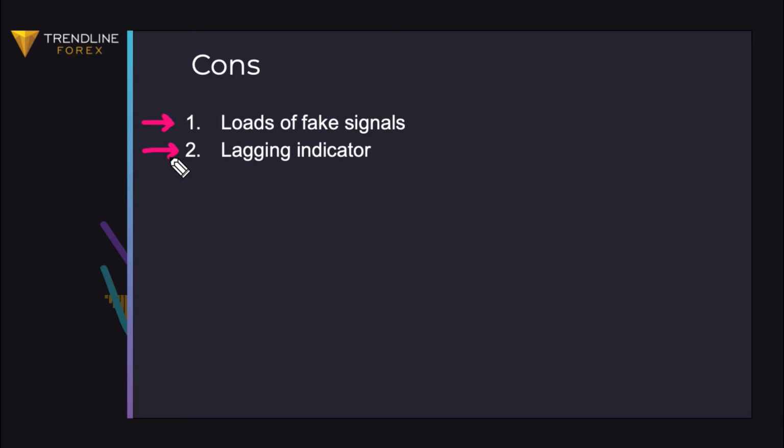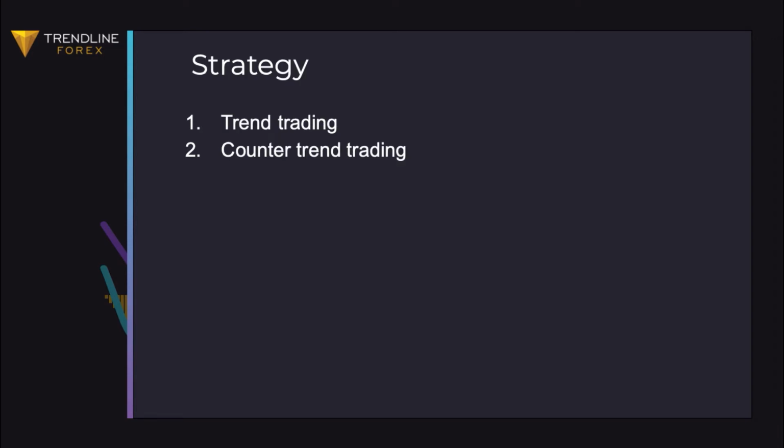If we wait for the histogram to go below or above zero, then that reversal would have already happened. However, if we use the divergence, then we could actually get involved on time, before the move has already happened. Now, how can we use the MACD indicator in our strategy? Well, there's two options to apply it, and the first one is if we are trading with the trend. And the second one, obviously, if we're trading against the trend.